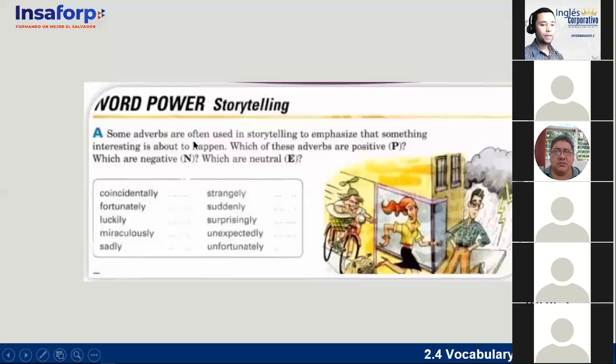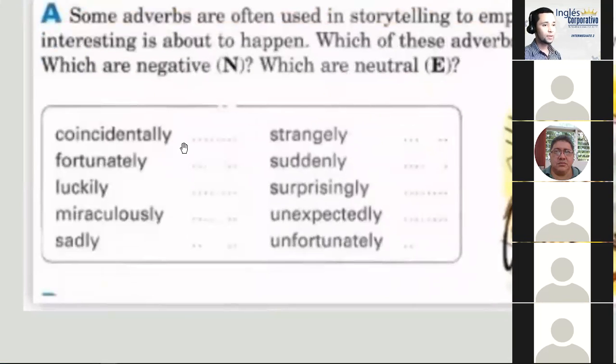Take a look. Some adverbs are often used in storytelling to emphasize that something interesting is about to happen. Which of these adverbs are positive, which are negative, and which are neutral? Vamos a ver cuáles son. So, coincidentally, okay? Por coincidencia, digámoslo así. Fortunately is afortunadamente. Luckily, por suerte. Miraculously, de milagro. Sadly, tristemente, strangely, extrañamente, suddenly, de repente, surprisingly, sorpresivamente, unexpectedly, de manera que nadie se esperaba, ¿verdad? Unfortunately, desafortunadamente.